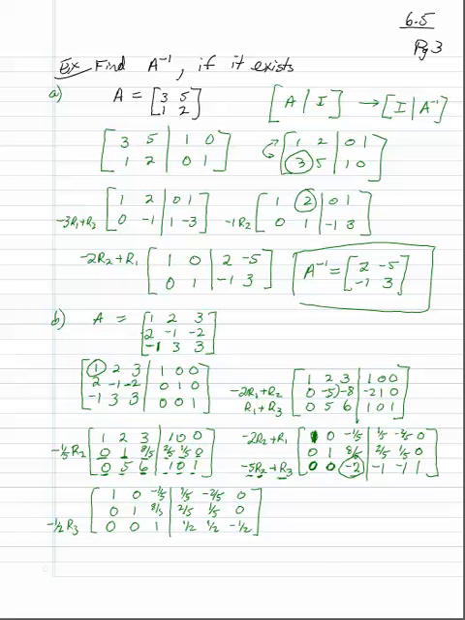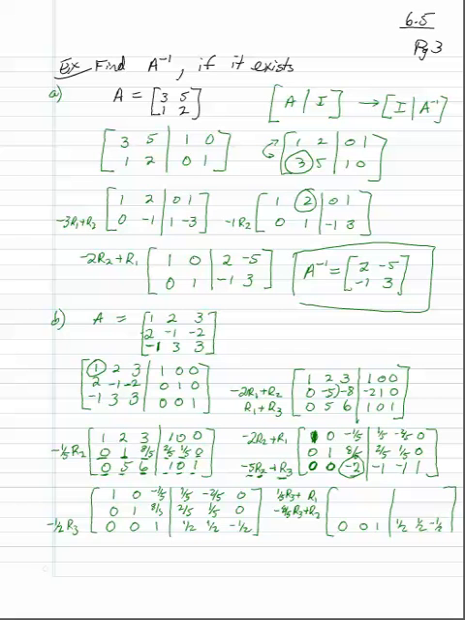And now we want to get a 0 in the third column above the 1s. So I'm going to go negative 8 fifths row 3 plus row 2, and then I'm going to do 1/5 row 3 plus row 1. And row 3 is done. 0, 0, 1, 1/2, 1/2, negative 1/2.